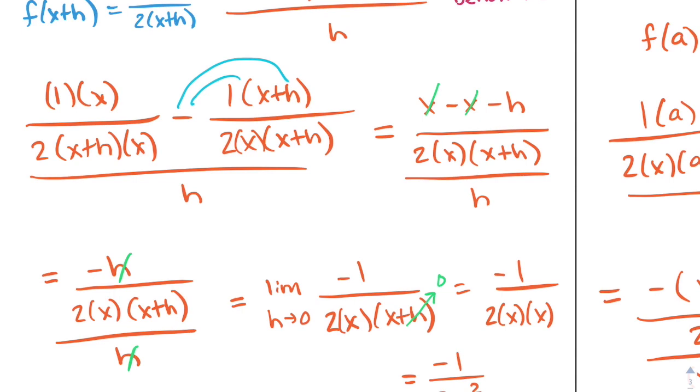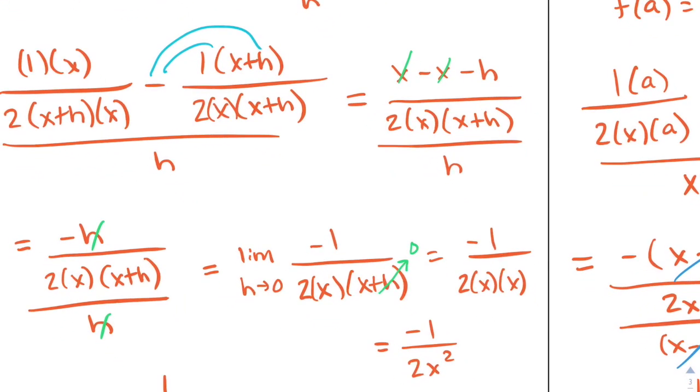All right. After that, we are left with negative 1 in a numerator. We now have the ability to evaluate h as it goes to 0, and I get negative 1 over 2x squared. This is no different than if I use the quotient rule.